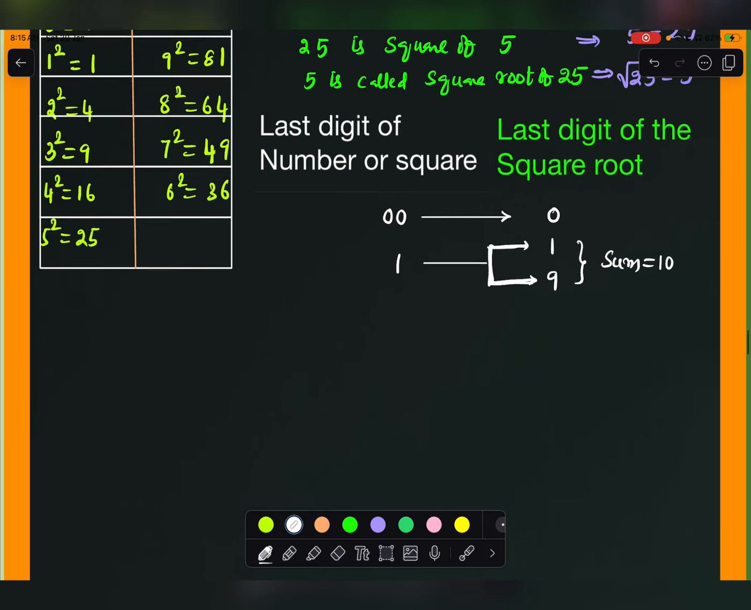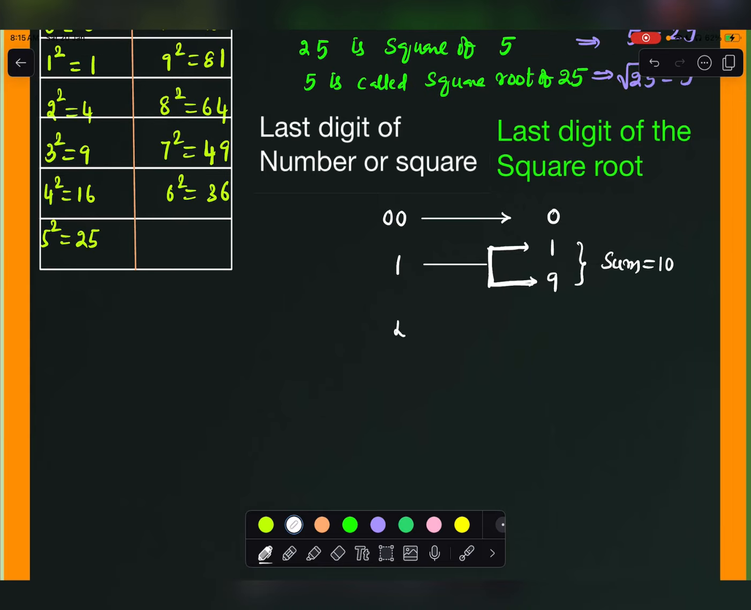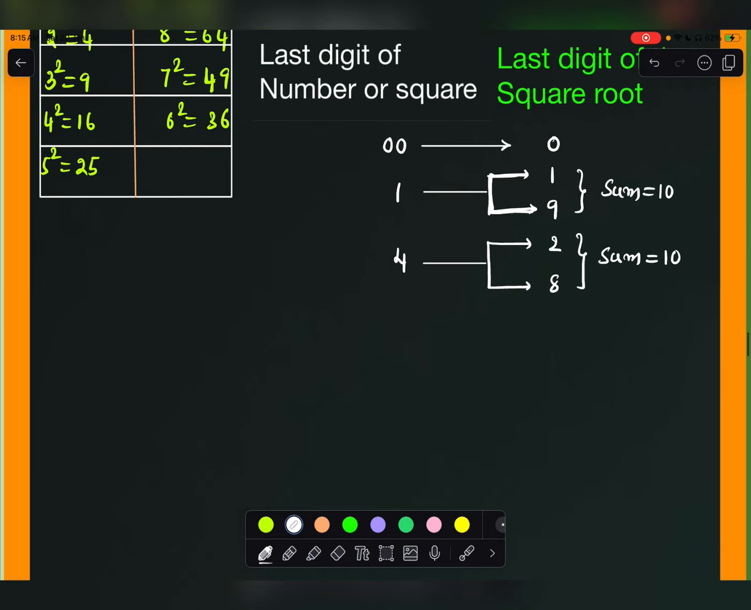Next, any number that ends with 4. If a number ends with 4, its square root definitely ends with 2 or 8. 2 squared is 2 into 2, which is 4. 8 into 8 is 64. If you know one number, the other number we can estimate directly. Here also the sum is 10.